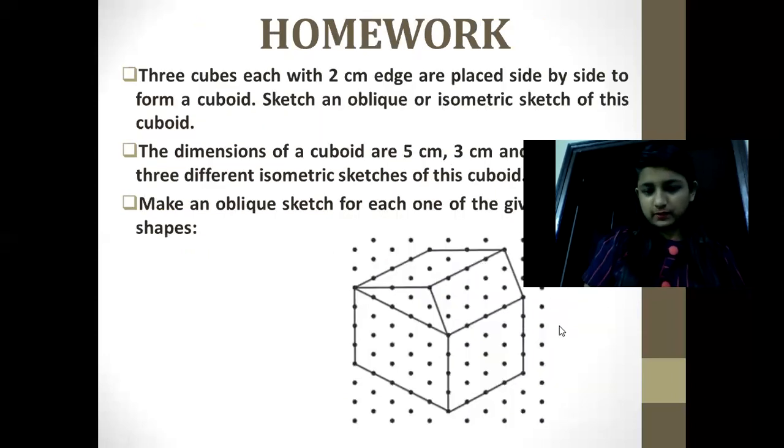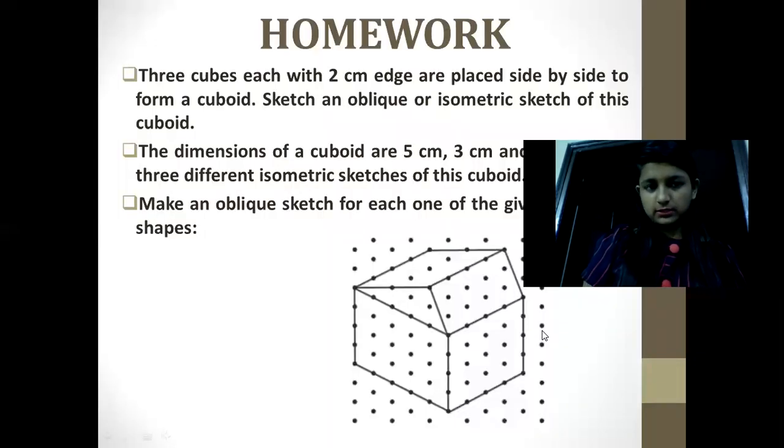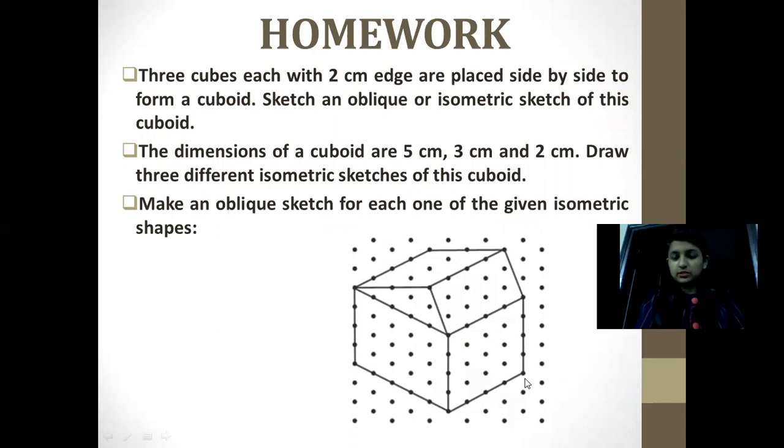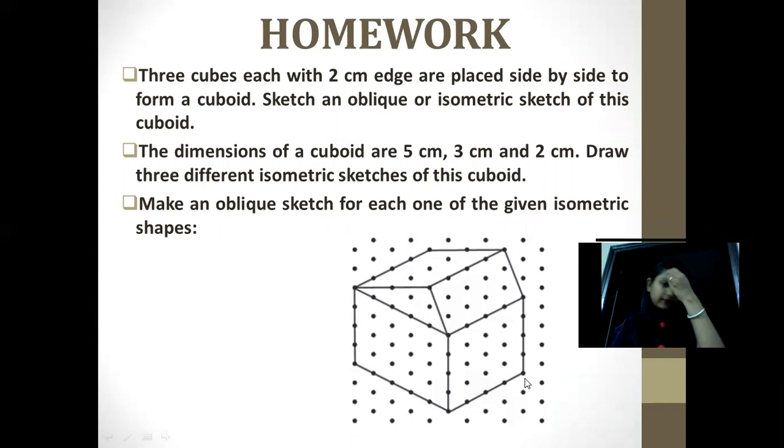Next, there is homework in front of you. Yes, so here is the homework. In the first question, there are 3 cubes, each of 2 centimeters. It is quite similar to the previous question we have done. You have to simply make an oblique sketch or isometric sketch. 2 centimeter edges. In the second question, they have asked for the dimensions.